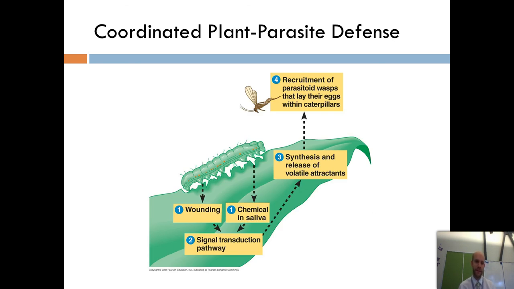Finally, plants can use chemicals in other ways, and I just want to briefly touch on this because I think it's incredibly cool. For example, if a pest species is feeding on a plant, this will actually trigger a signal transduction pathway using the chemical in the pest's saliva. The plant will release volatile attractants that will recruit parasitic wasps to lay their eggs within the caterpillars and kill the caterpillars. It's a very clever little signaling pathway to attract wasps and get rid of their own pests, the caterpillars.